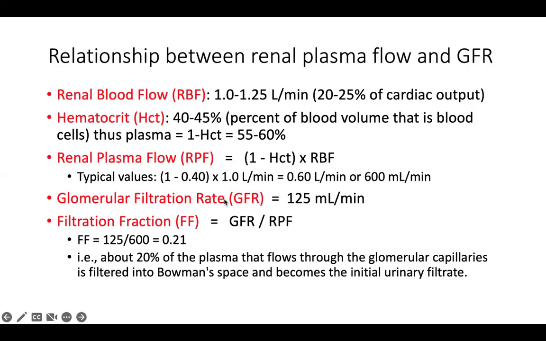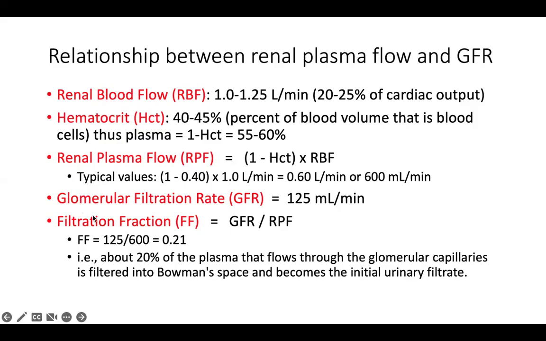Your glomerular filtration rate, so what's actually passing through that filtration barrier, is 125 mLs per minute in a healthy individual. Probably when we're born, GFR is around 150, and then we all gradually lose GFR as we age, and that's just normal aging.